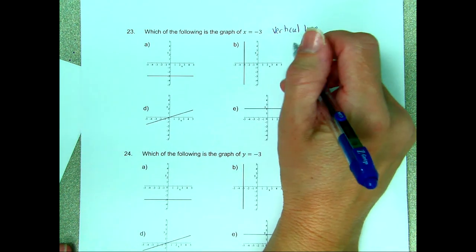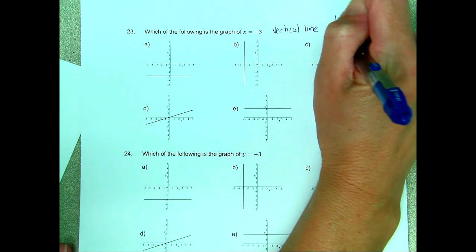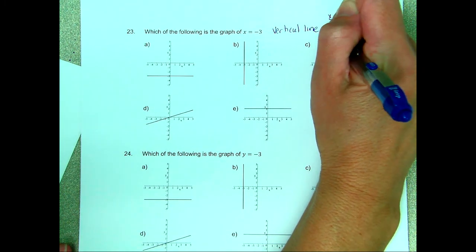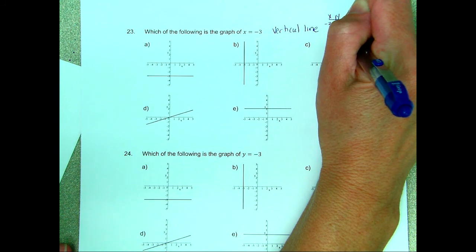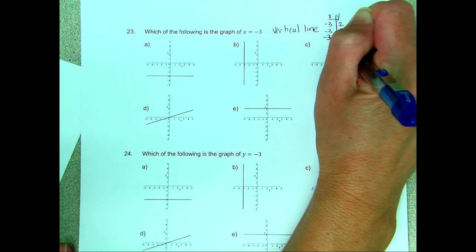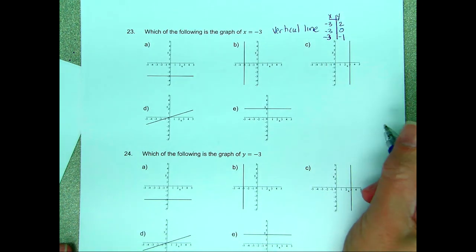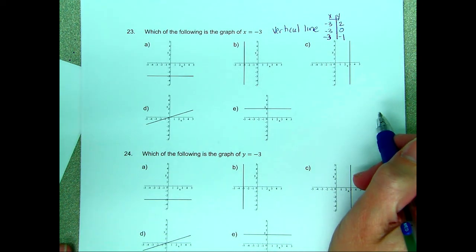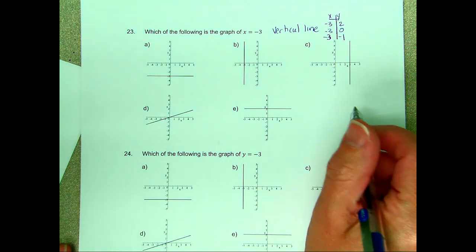You have a chart. We can have (-3, 2), (-3, 0), (-3, -1), and so on. So the vertical line showing x equals -3 is choice B.